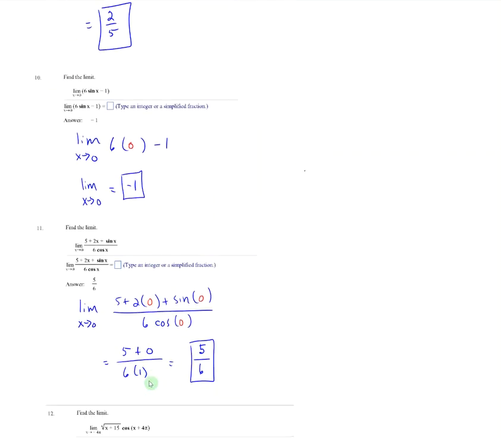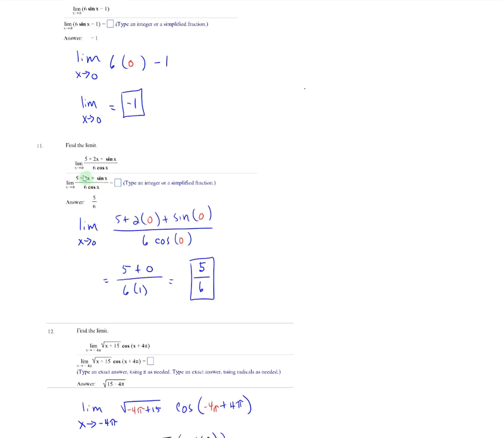10 and 11 have some trig functions in them. The limit as x approaches 0 of 6 sine x minus 1. Can we direct substitute? We should be able to. If we take the sine of 0, that's 0. So we have limit as x approaches 0. Here we plugged in the 0. That goes to 0, and we are left with the negative 1.